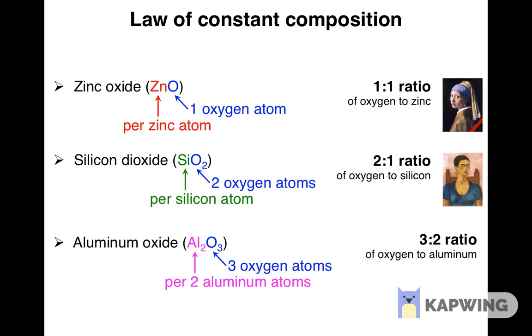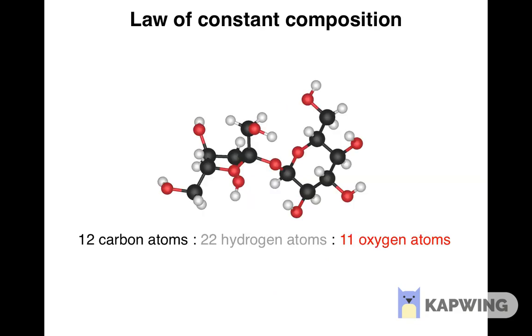Many chemical compounds consist of more than 2 elements. For instance, sucrose, table sugar, consists of carbon, hydrogen, and oxygen atoms. The law of constant composition also applies to such compounds. In sucrose, for every 12 carbon atoms, there are 22 hydrogen atoms and 11 oxygen atoms. So the ratios of the number of carbon atoms to the number of hydrogen atoms to the number of oxygen atoms are 12 to 22 to 11. A basic unit of sucrose consists of 12 carbon atoms, 22 hydrogen atoms, and 11 oxygen atoms.